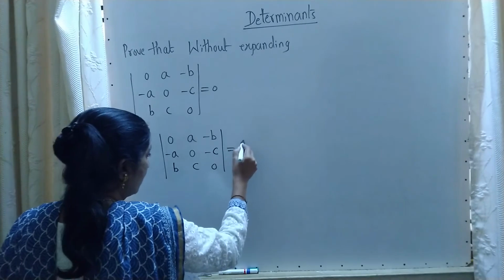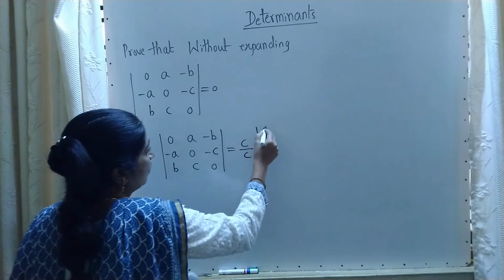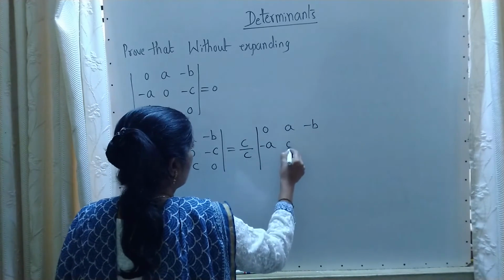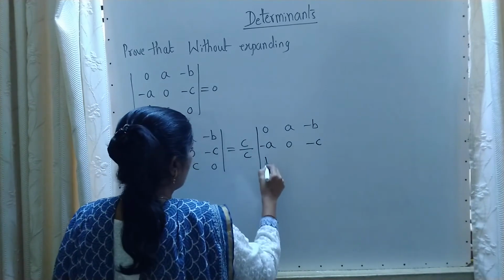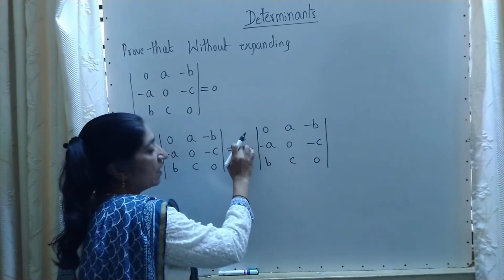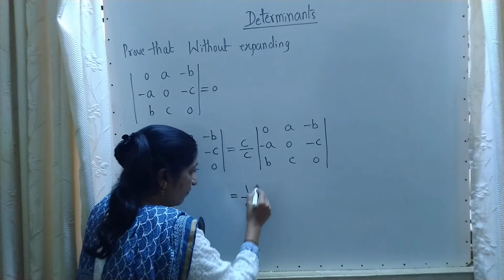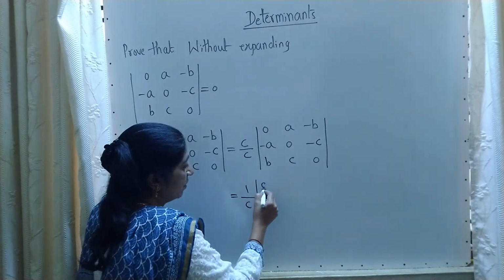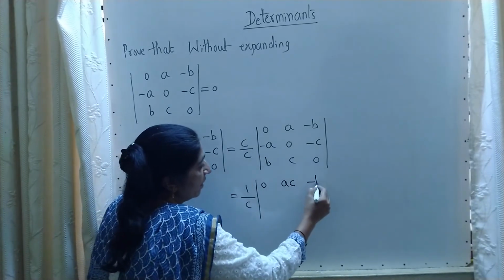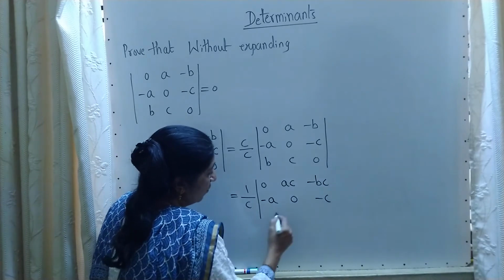Here I am doing one small adjustment. Multiplying and dividing by C means there is no change. Now I am taking this C and multiplying it with the first row. So what is remaining? 1 by C is remaining outside. It is 0, 0 into anything is 0. This is A into C. It is minus B into C. Second row and third row as it is.